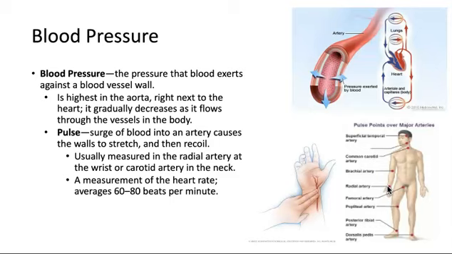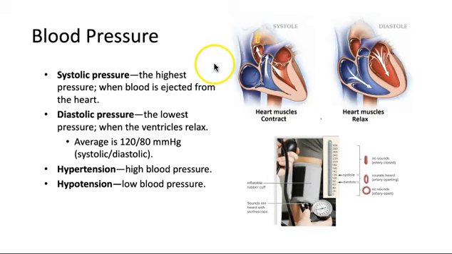And so when that artery is going to have that blood surge through it, we are going to stretch those walls out, and then because we have elastic fibers within the artery, it will recoil back to its original size. And we could use this pulse to measure our heart rate, and that should be an average between 60 and 80 beats per minute.